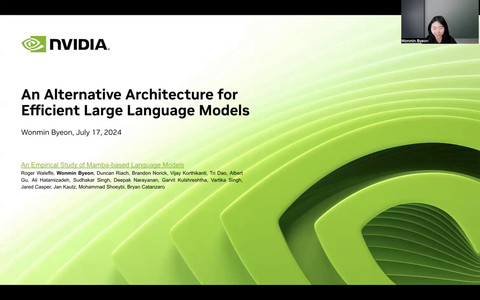Thank you so much for the introduction. Today I'm going to talk about an alternative architecture for efficient large language models. I'm Wonmin Byeon, a senior research scientist at NVIDIA. The main part of this talk will be about the paper that we recently released, an empirical study of Mamba-based large language models. This effort is with many people at NVIDIA and also the authors of Mamba.